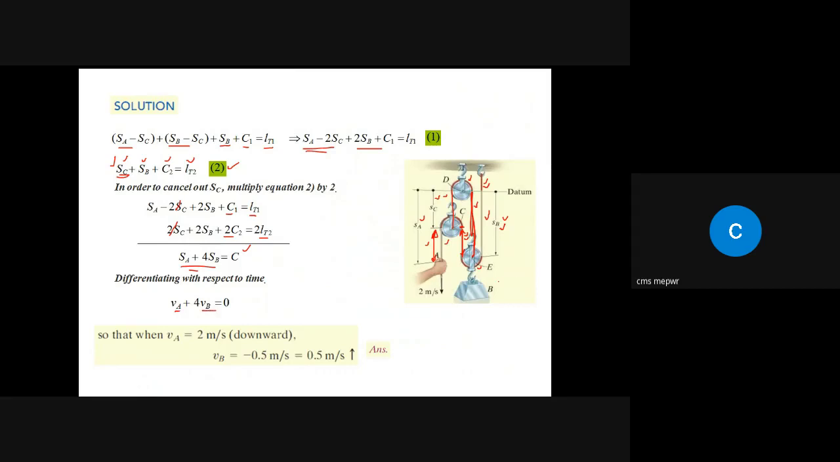Since we are given the velocity at point A, which is downward, and downward is positive, let VA equal 2 meters per second. Put it in this equation. We need to find VB, so VB should be equal to minus VA divided by 4. When you put it here, you will get minus 0.5 meter per second. So VB moves upward with a velocity of 0.5 meter per second.